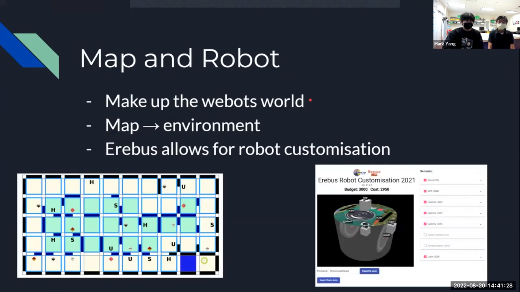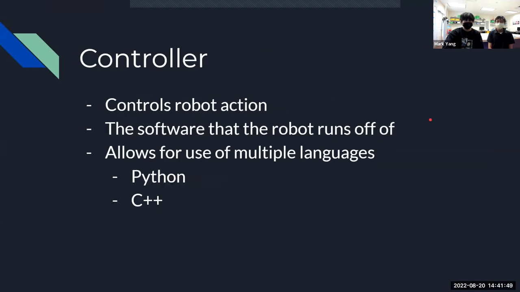So the map and robot are the two things that make up the Webots world, and specifically the competition that we did. The map is the environment that the robot will run off of, and Airbus allows for extensive robot customization, where you can control the number of sensors and also the wheels and other things of the robot. And finally, the controller is the software that controls the robot action. It allows for the use of multiple languages and is pretty extensive and very well written.